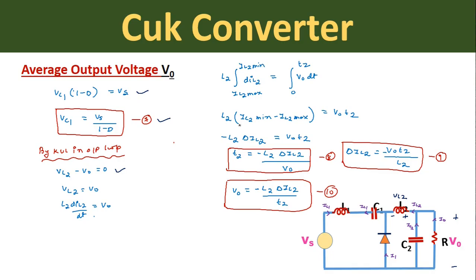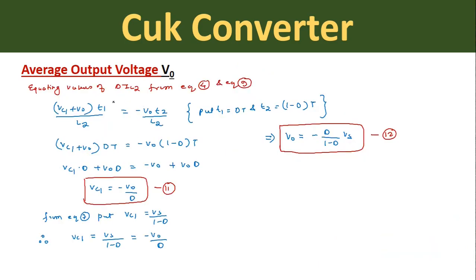After putting the limits we will get this type of equation: L2 into IL2 minimum minus IL2 maximum is equal to output voltage V0 into T2. From here we will get this type of equation. This IL2 minimum minus IL2 maximum will be equal to minus of del IL2. So from this equation we find out two equations. T2 is equal to minus of L2 del IL2 divided by V0 and del IL2 is equal to minus of V0 into T2 divided by L2. This is equation number 8 and this is equation number 9. Now from this equation we can find out output voltage equation. V0 is equal to minus of L2 into del IL2 divided by T2. Let this be equation number 10.